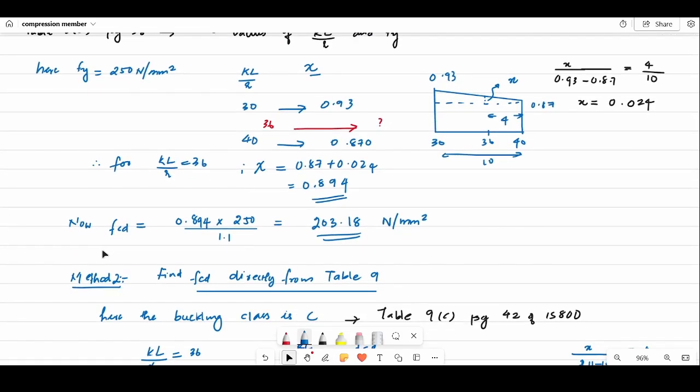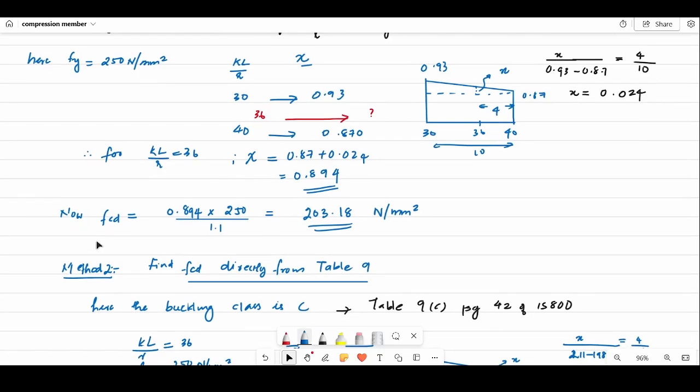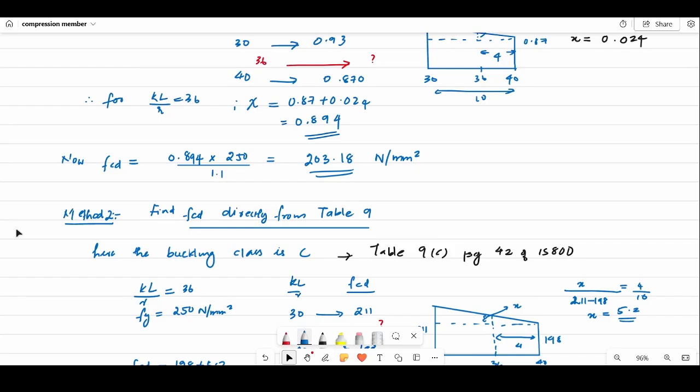Now how can we find the design compressive stress? This is given in clause 7.1.2.1 on page number 34, and its value is psi into Fy divided by gamma m0. Substituting the value of psi as 0.894, Fy as 250 Newton per mm square, and gamma m0, which is a design value for the material, obtained from Table 5, we will be obtaining a design compressive stress of 203.18. So first we study the various methods, and then lastly we will be multiplying with the effective area.